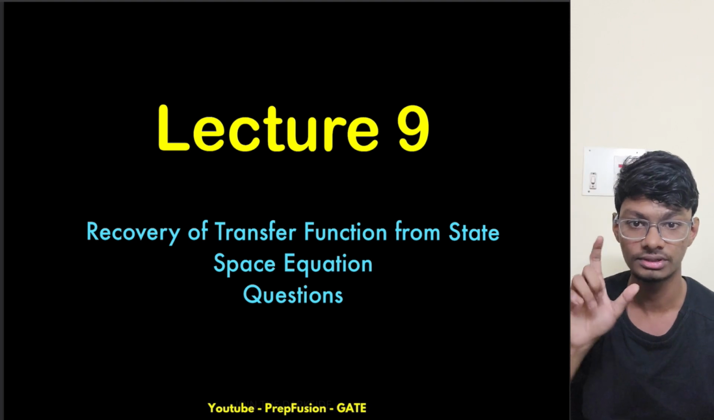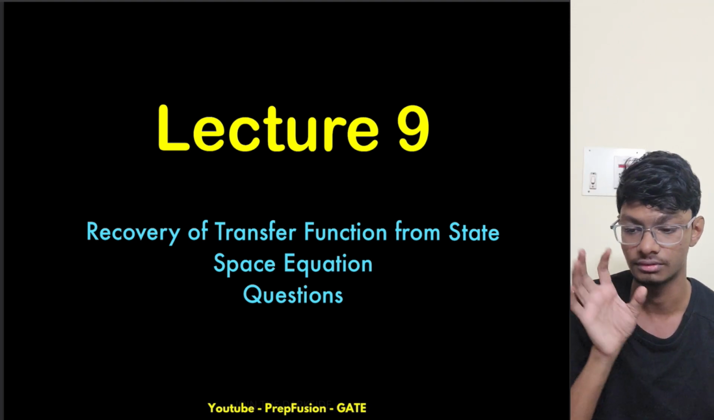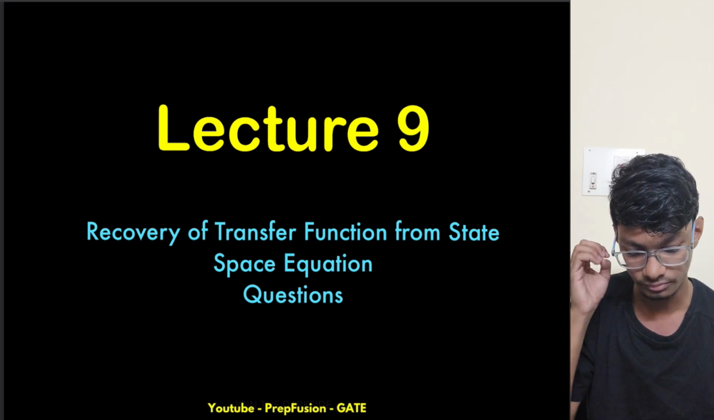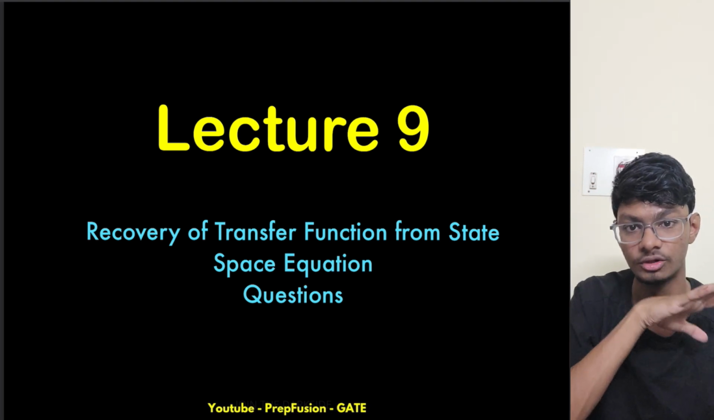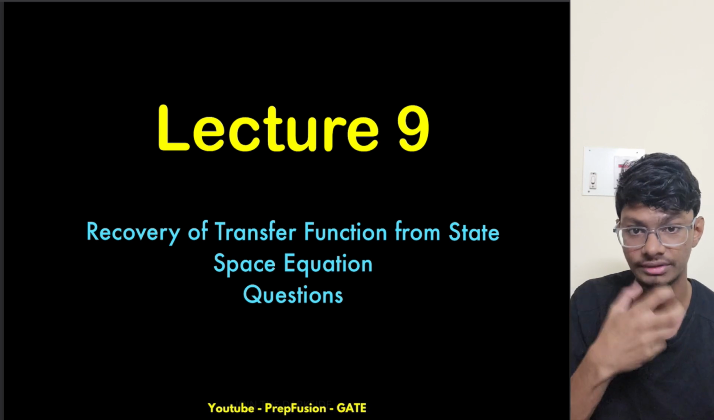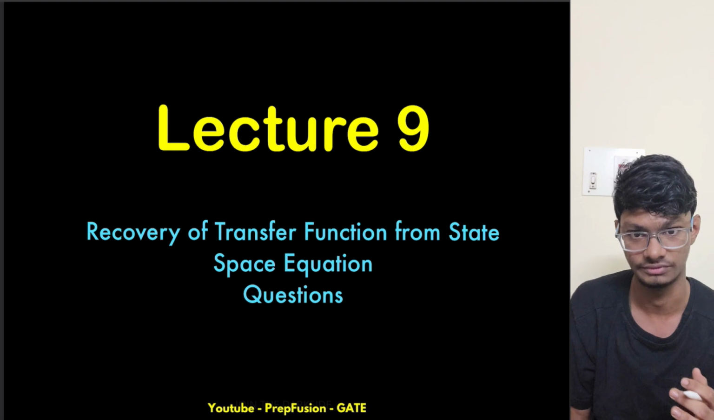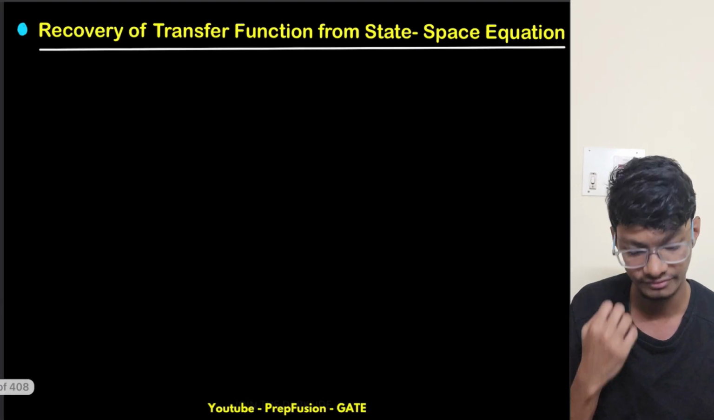From there, after finding the complete solution, there was one term, C into (sI minus A) inverse into B, and that term plus D will become the transfer function here. That is the main crux of this lecture. So let's derive it first.